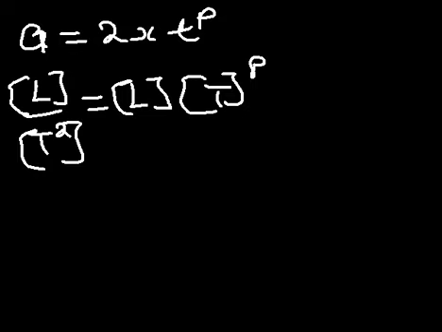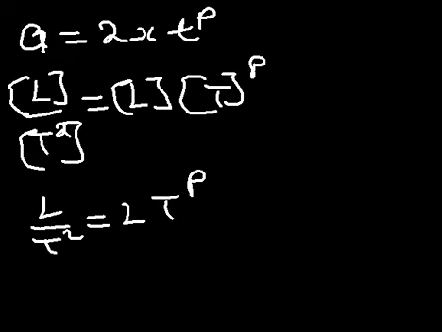So now, using the laws of indices, this is the same as having (L over t) to the power 2, which is equal to L t to the power p. By the laws of indices, we have L times t to the power negative 2, which is equal to L t to the power p. That's why you can have it there.